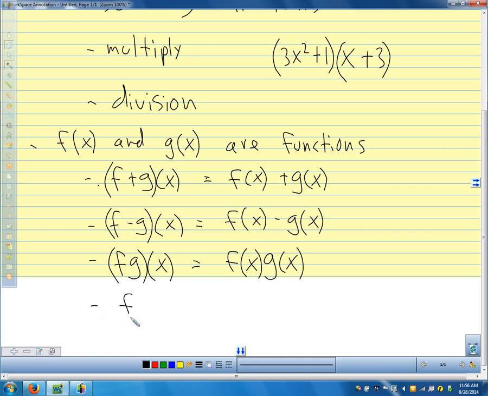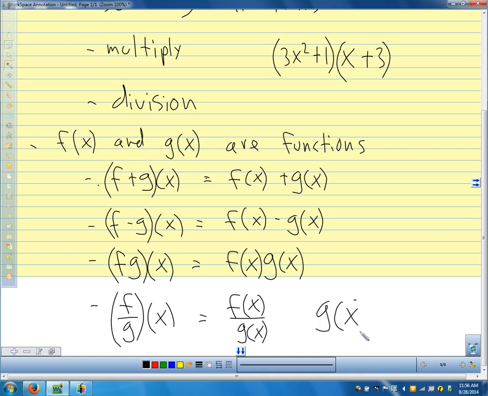And then our division, f over g of x, and this is saying divide f by g. And what do we have to be careful with here? Well, make sure we do it in the right order. And because we have a fraction, g of x cannot be 0. That's very good. So when we're doing a quotient, when we're doing division, we want to make sure the denominator is not 0.